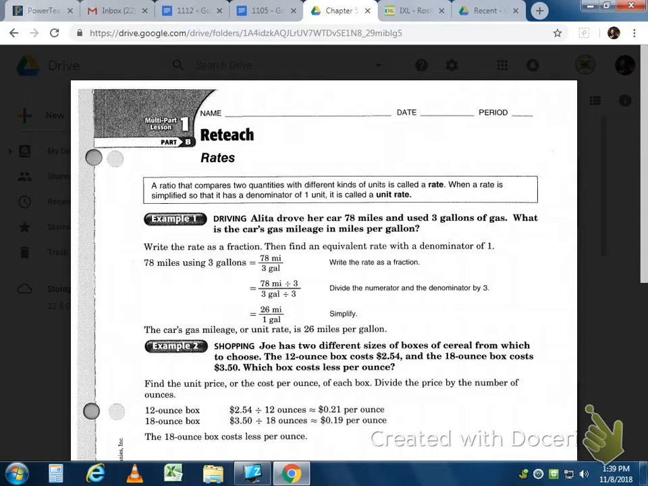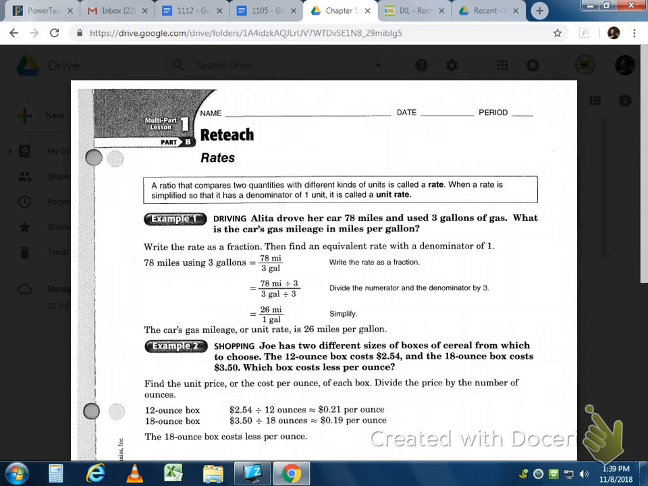We're going to start off talking about unit rate, and I let you use a calculator on this because there is a lot of division and oftentimes lots of decimals because of money. So I'm going to go ahead and let you use a calculator on this.